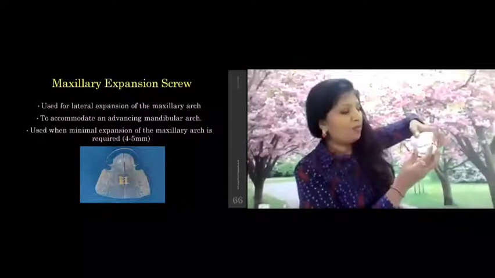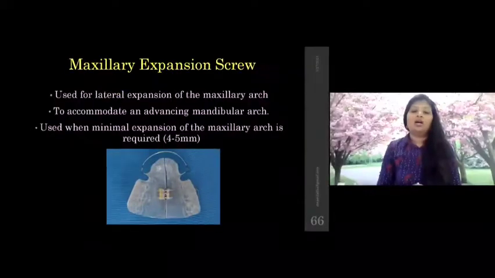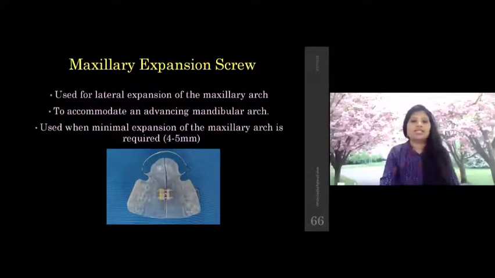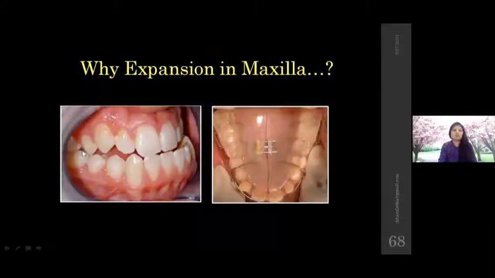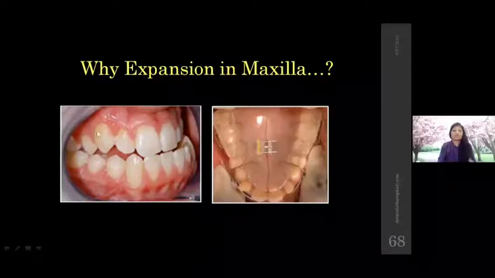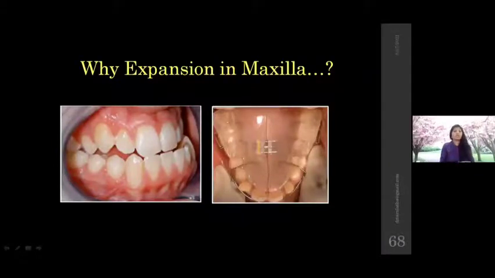That is the meaning of to accommodate an advancing mandibular arch. How is it? Just check out, you brought the mandible forward, you just saw that there is going to be a tendency for posterior crossbite. If that is the case, you just incorporate your expansion screw in it so that you expand it and bring the occlusion into a proper balanced one. So you can also give other wire components.